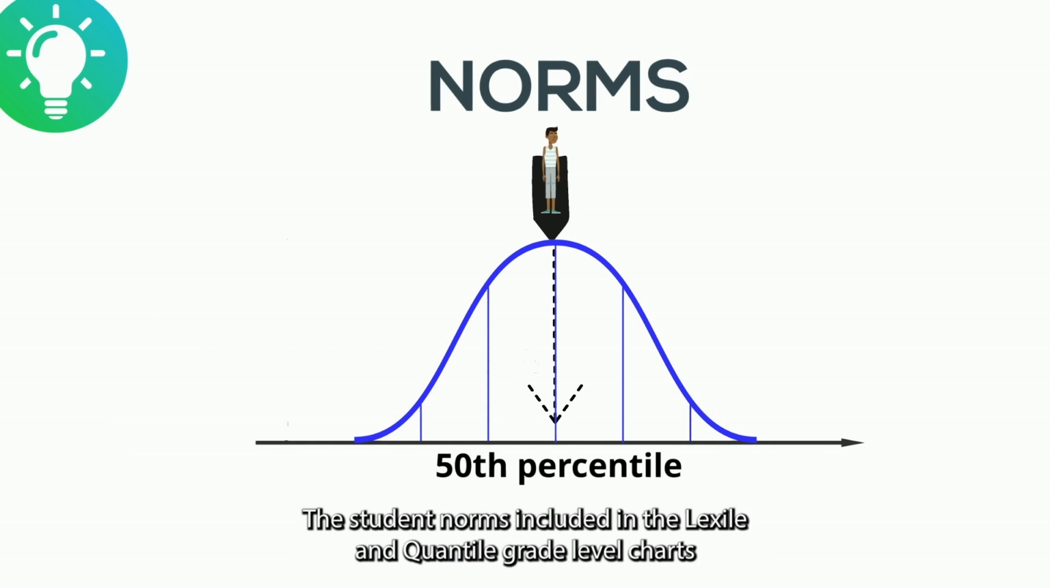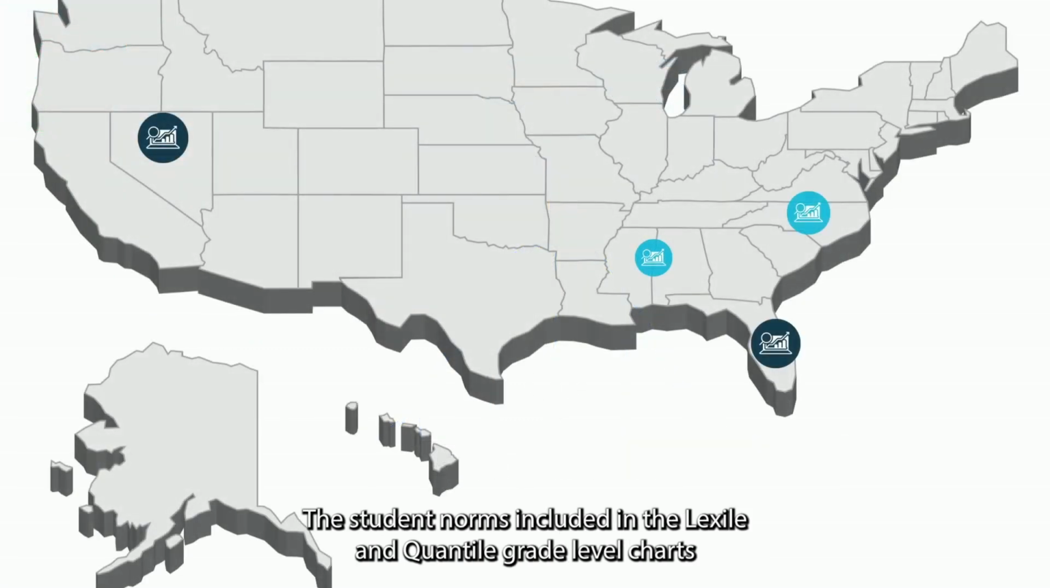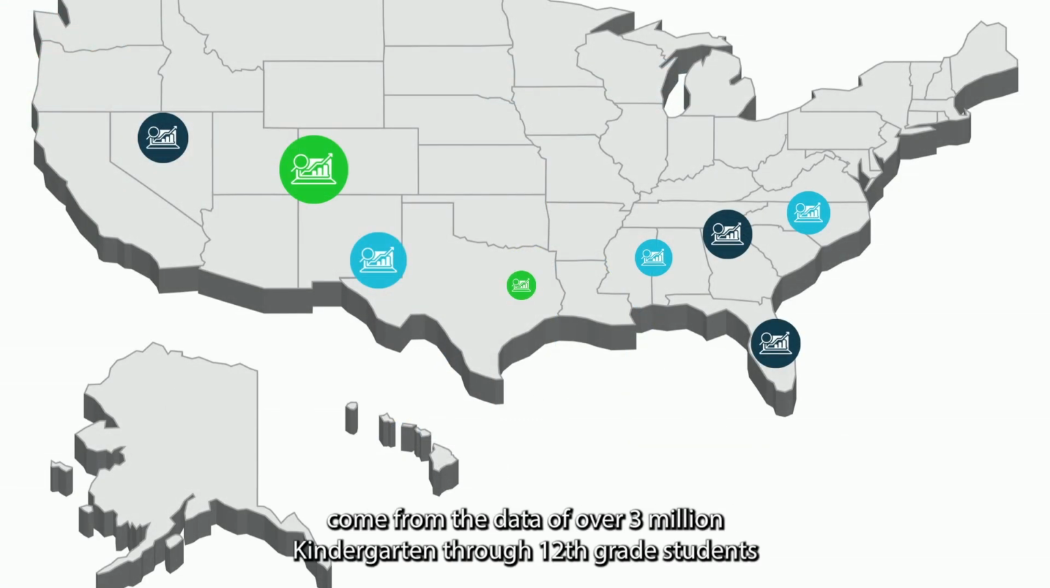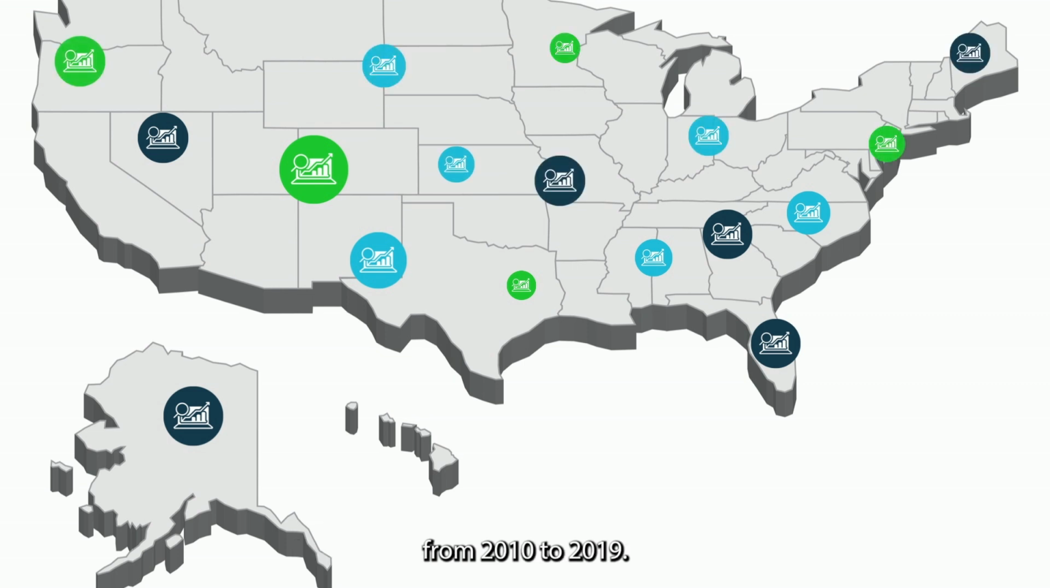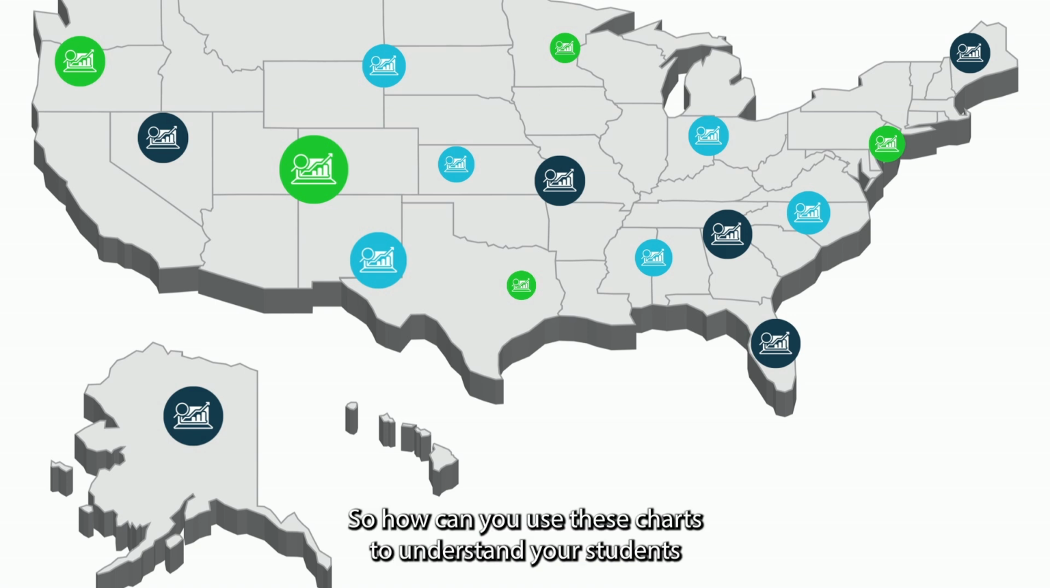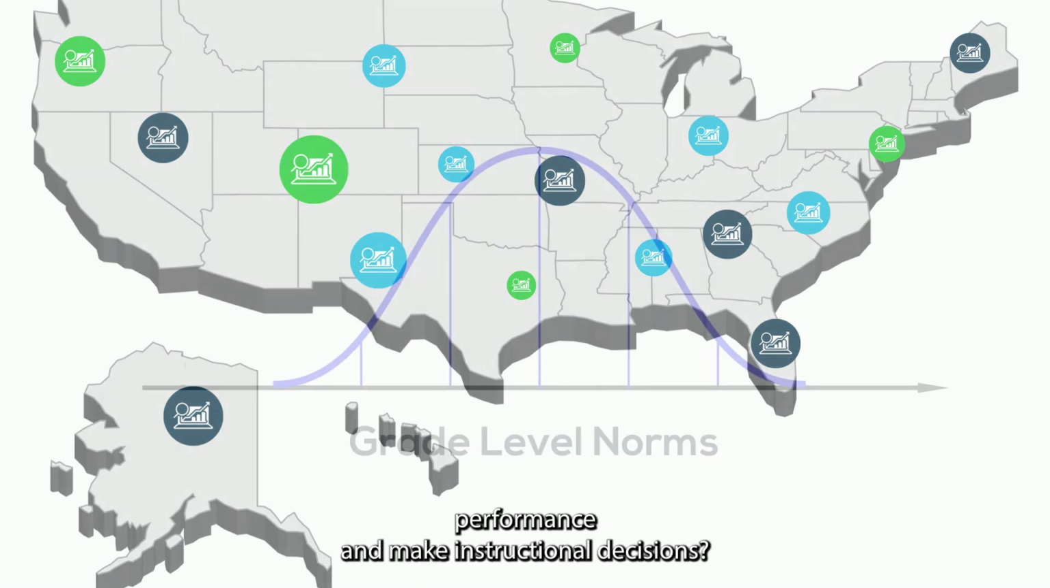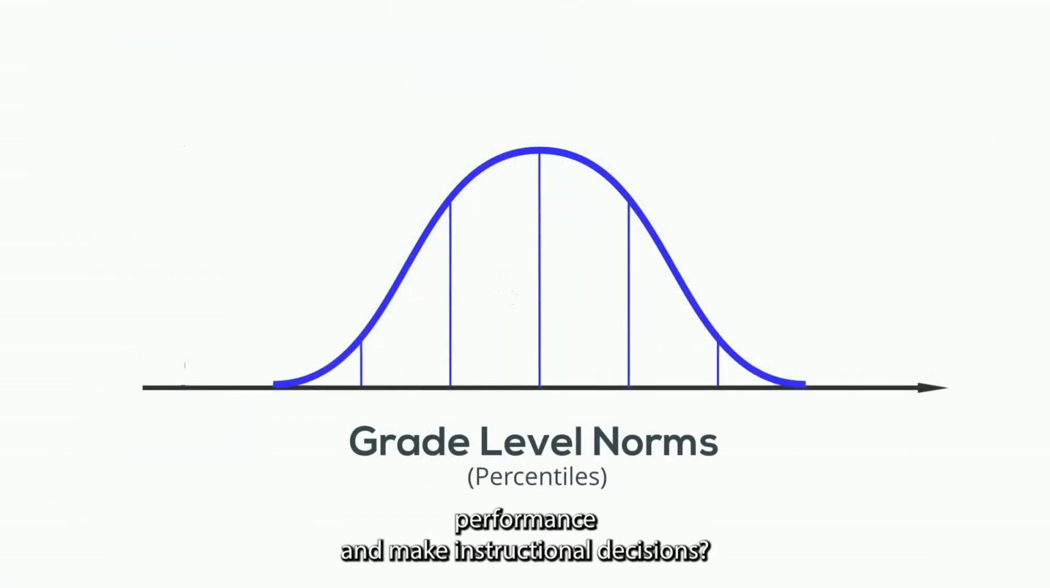The student norms included in the Lexile and Quantile grade level charts come from the data of over 3 million kindergarten through 12th grade students from 2010 to 2019. So how can you use these charts to understand your students' performance and make instructional decisions? Let's look at an example.